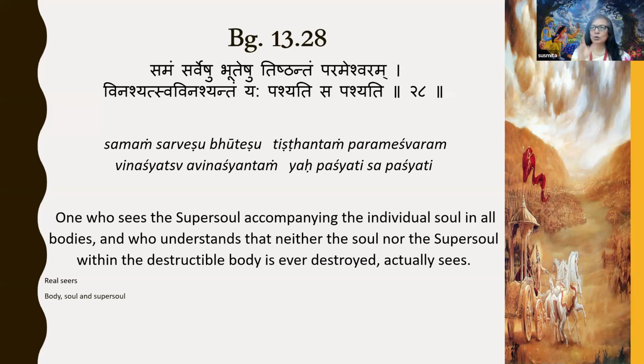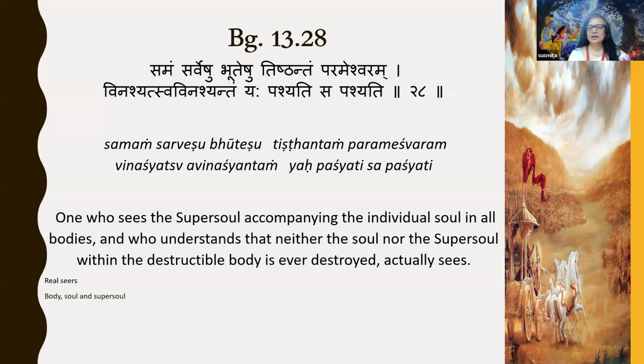Now here, this whole section from 27 to 35 is Krishna saying how someone who is already realized sees things. So we'll have to think from that perspective. He says that one who sees the super soul accompanying the individual soul in all bodies, and who understands that neither the soul nor the super soul within the destructible body is ever destroyed, actually sees.